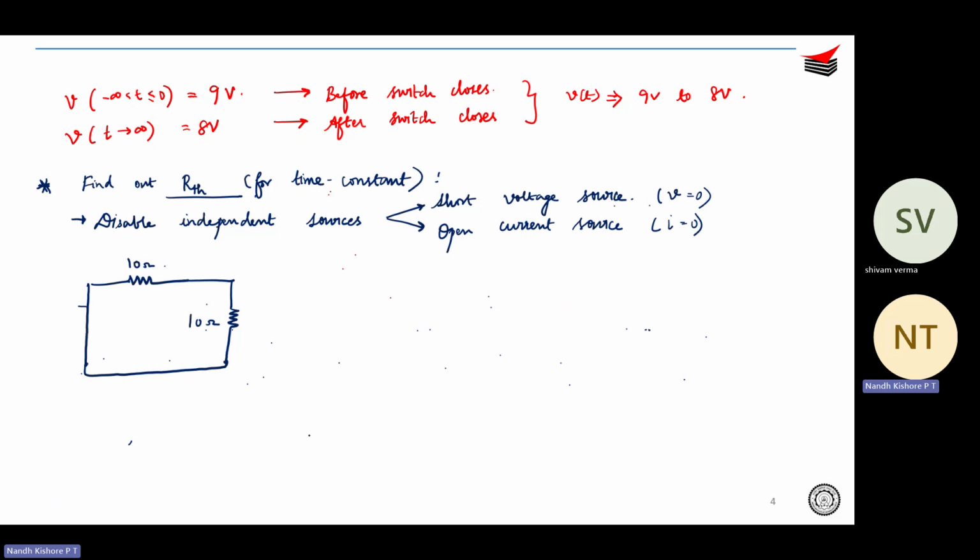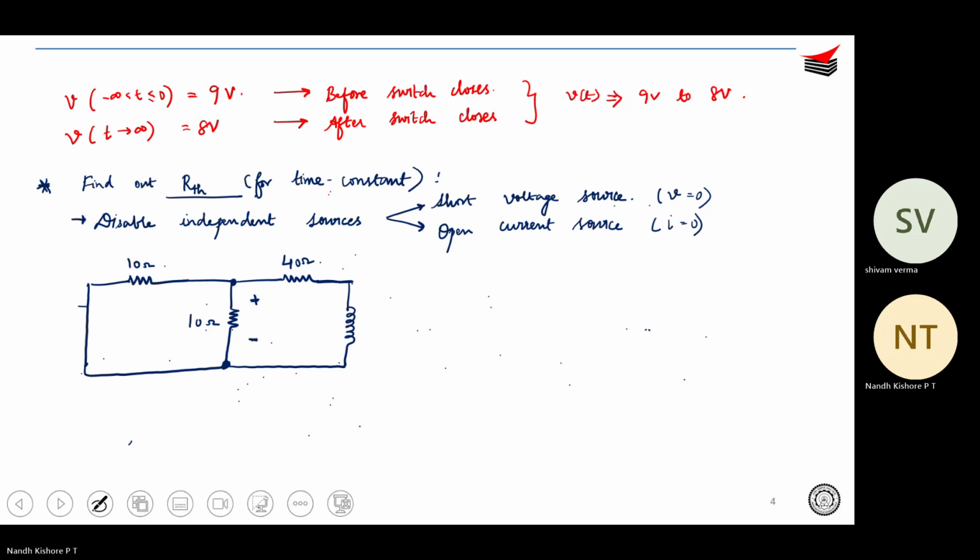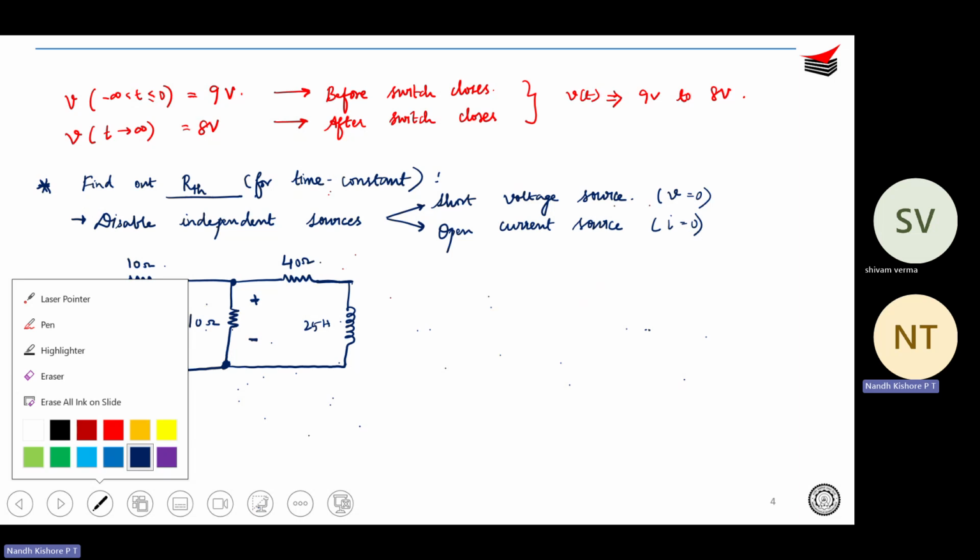So you're having 10 ohms. This is the node, right? That is across this only; we want to find out the Thevenin resistance. And your switch is now closed, which means you have 40 ohms over here, and you have the inductor, which is 25 Henry. All right. And I want to find out the Thevenin resistance looking at this particular node.